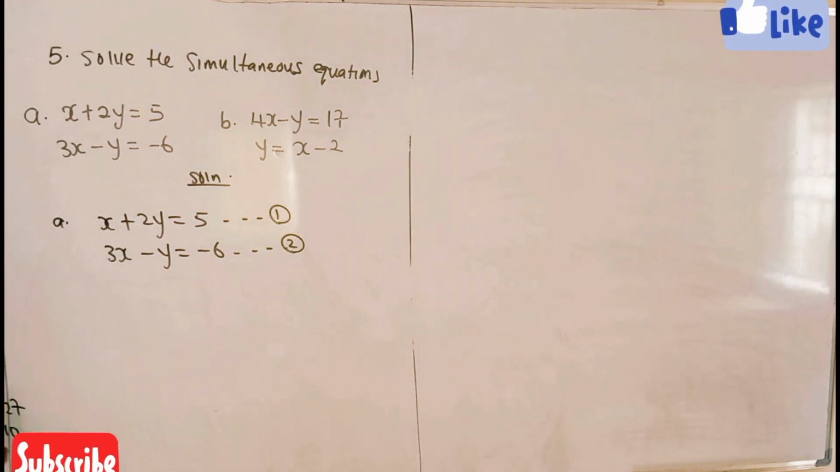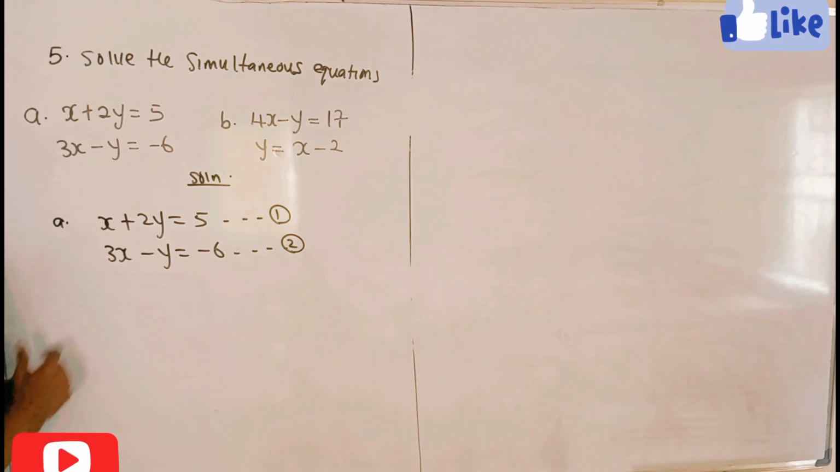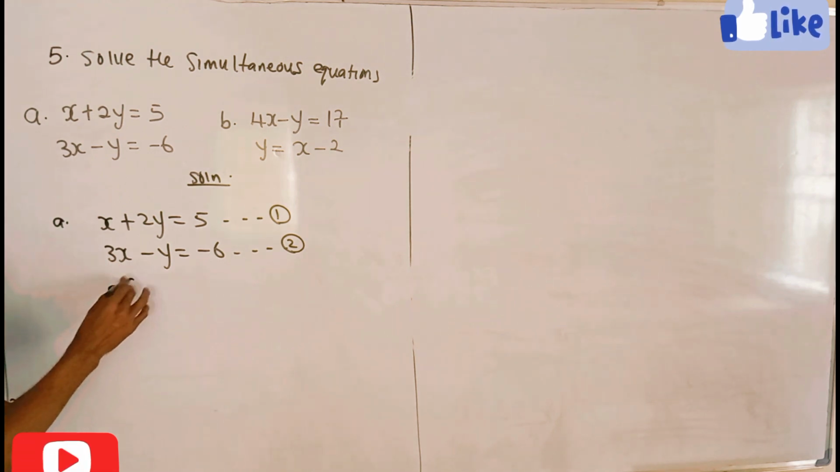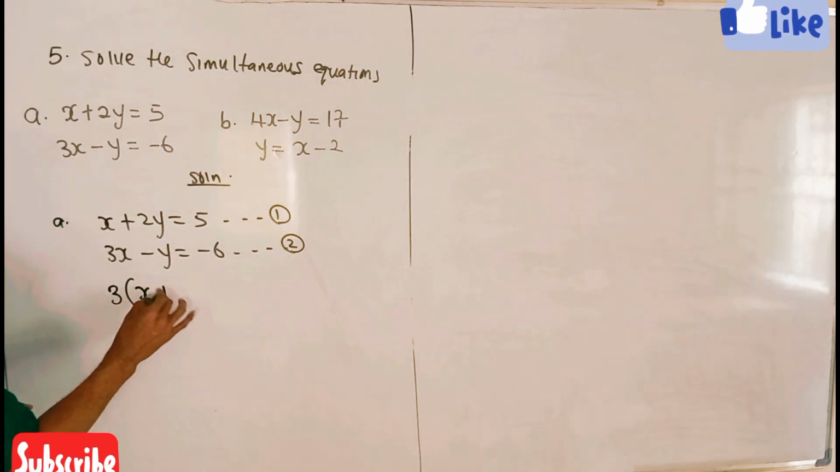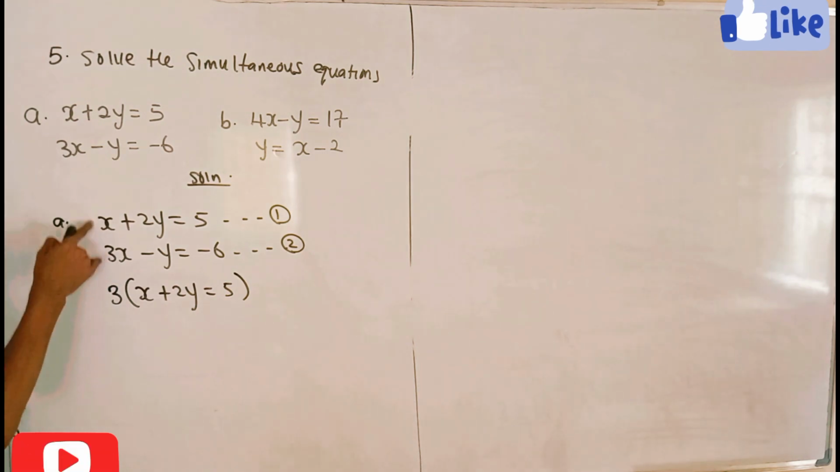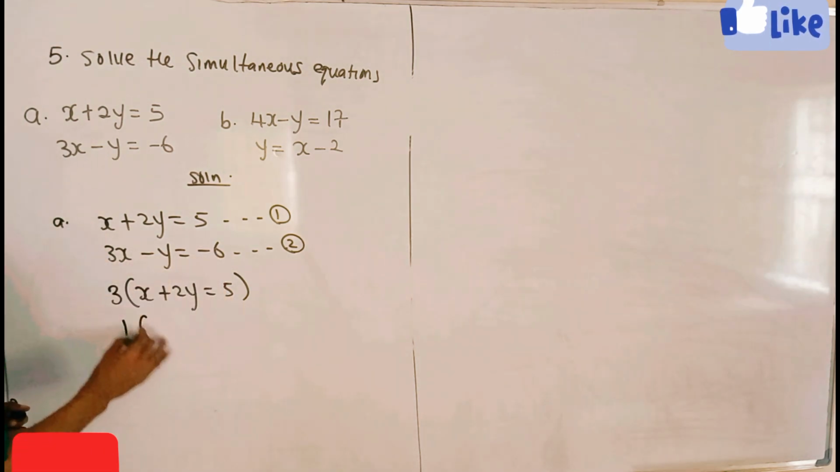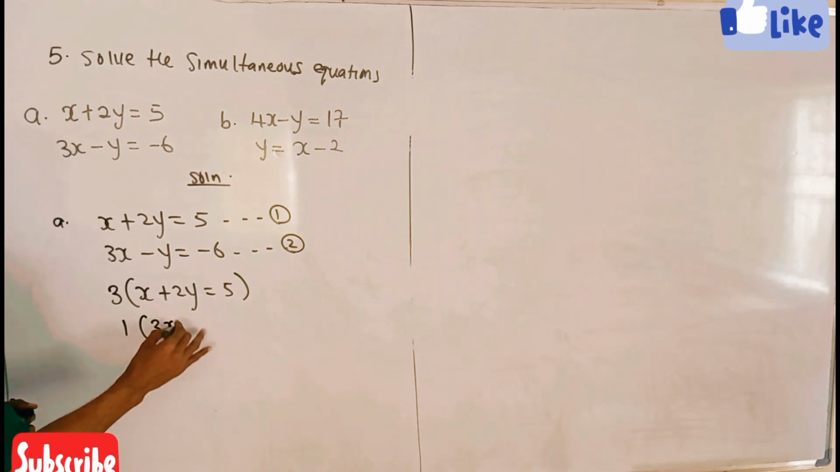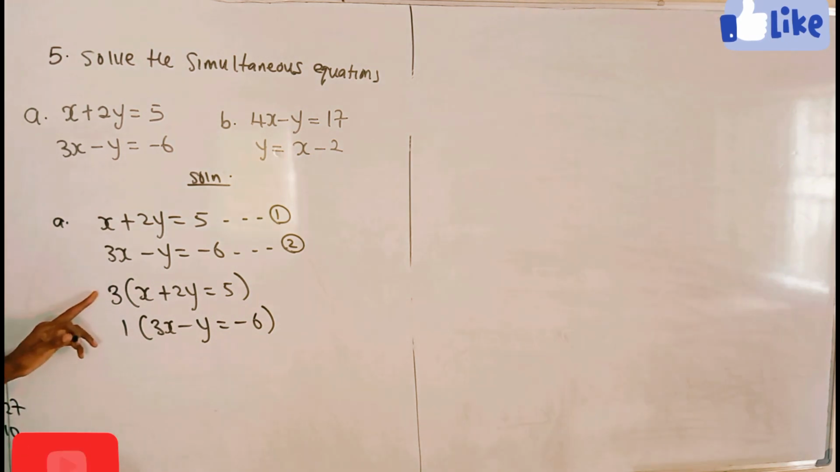In the elimination method, we're going to multiply equation 1 by the coefficient of x here, which is 3. This 3 will multiply the whole of equation 1: x plus 2y equal to 5. Then the coefficient of x in equation 1 is 1. We use it to multiply equation 2, which is 3x minus y equal to minus 6.